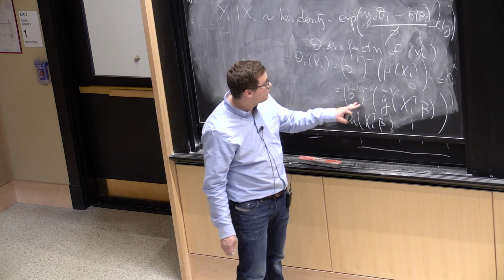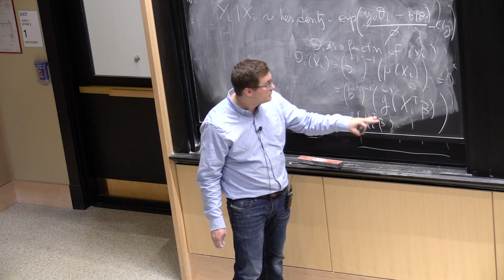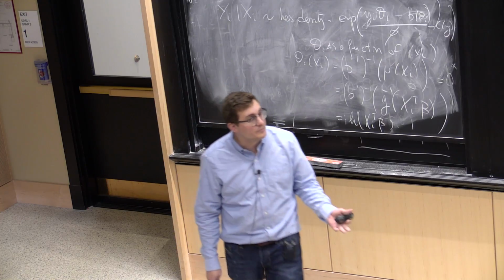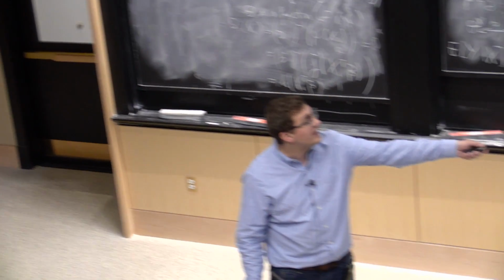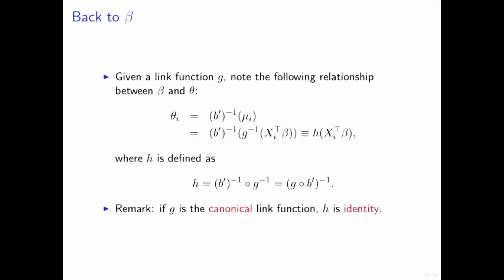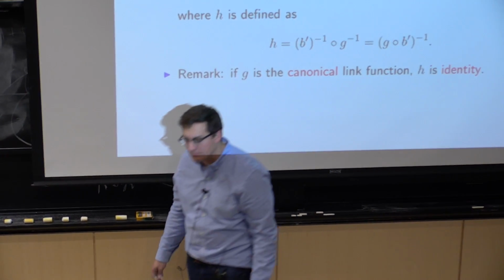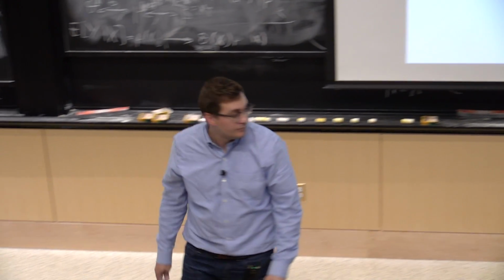So now when I have b prime inverse of g inverse, this function is a bit annoying to say, so I'm just going to call it H. And when I do the composition of two inverses, it's the inverse of the composition of those two things in the reverse order. So H is really the inverse of g composed with b prime: g of b prime inverse.